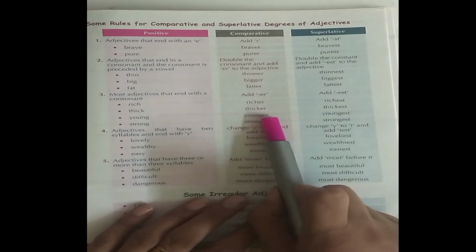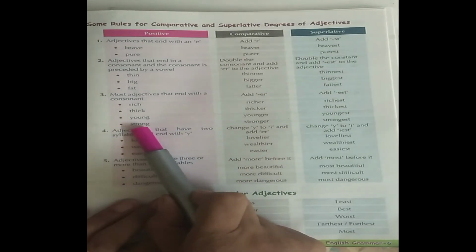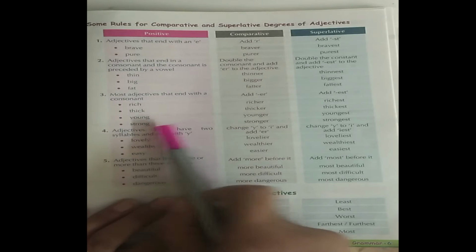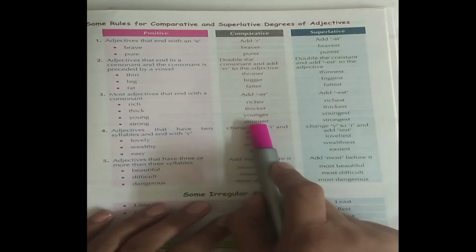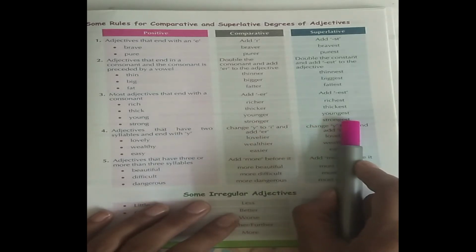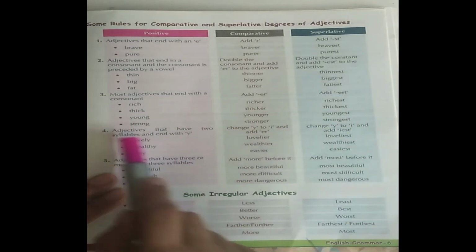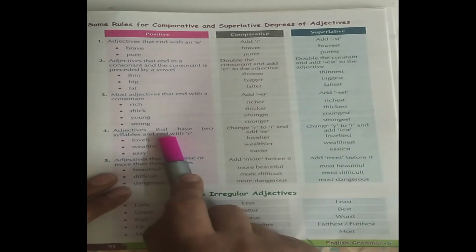Younger and youngest. The next example is strong. Its comparative form is stronger, and strongest. Now we will move on to the fourth important rule of adjectives.